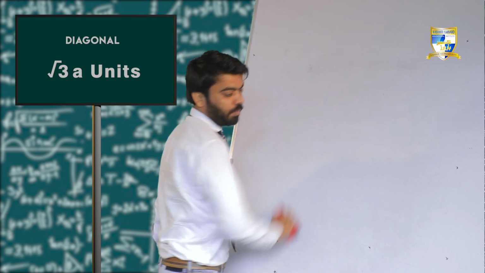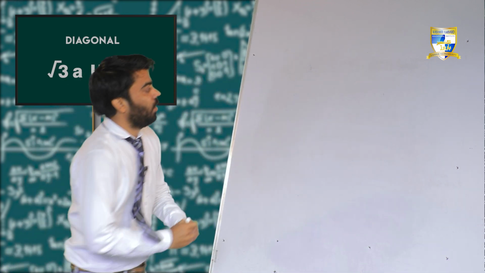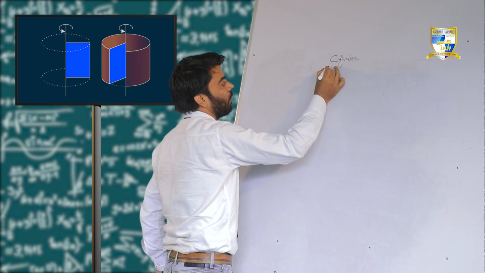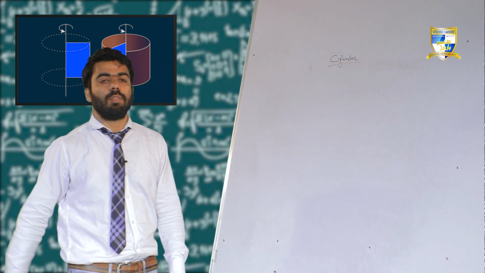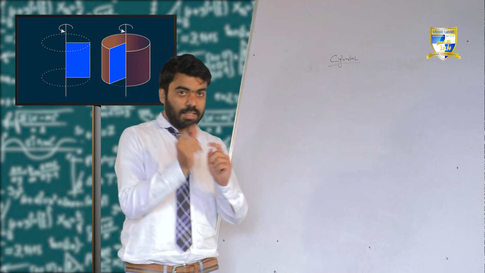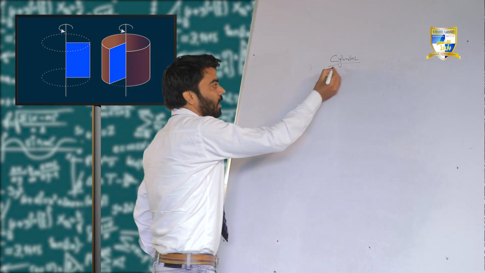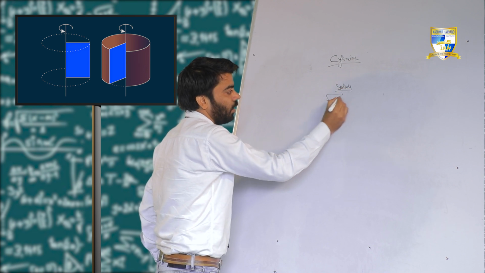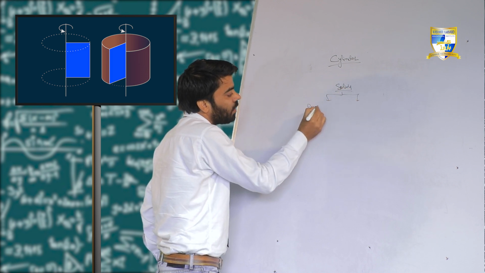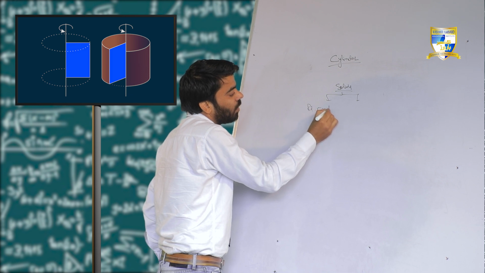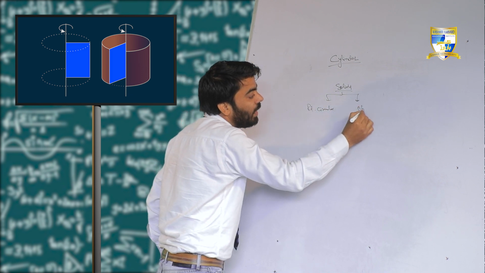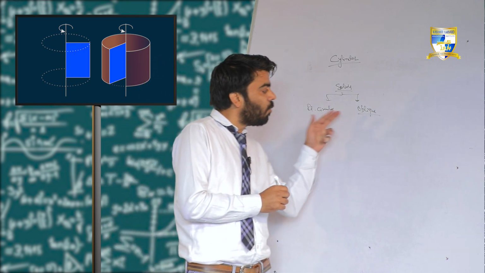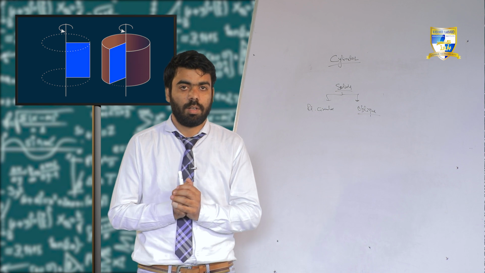Then we have the cylinder. Before writing the formulas of the cylinder, I will discuss a most important point. Solids are basically of 2 types. One is known as right circular, and the second is known as oblique. What does right mean and what does oblique stand for?